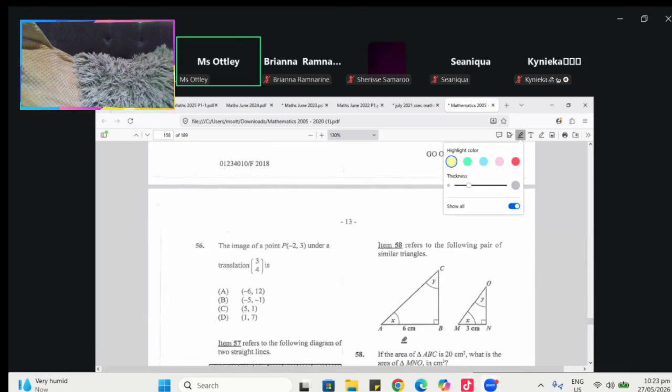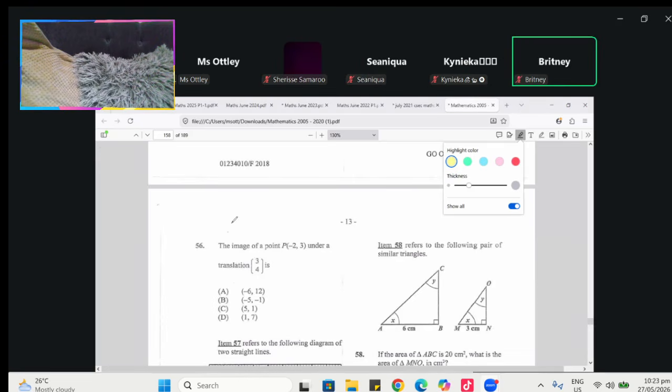The image of a point P under the translation (3, 4) is... So if I'm at (-2, 3), and I am moving this point 3 spaces right and 4 spaces up, where would I end up? We're not multiplying, we're moving the point. The answer is D.